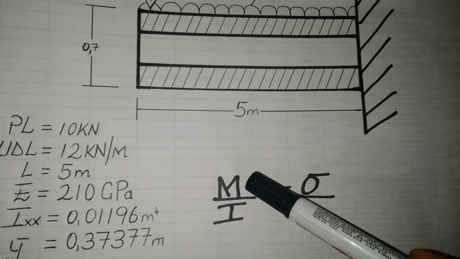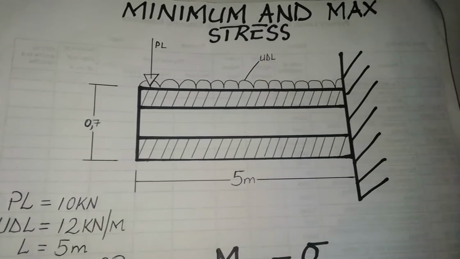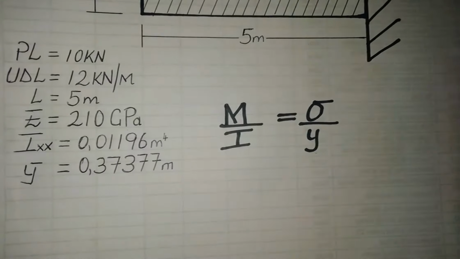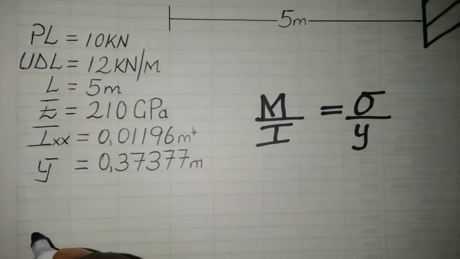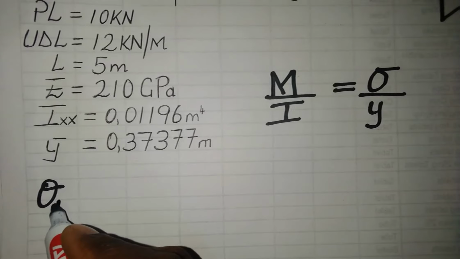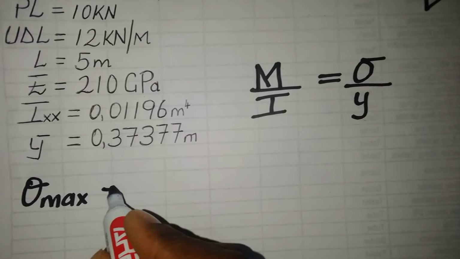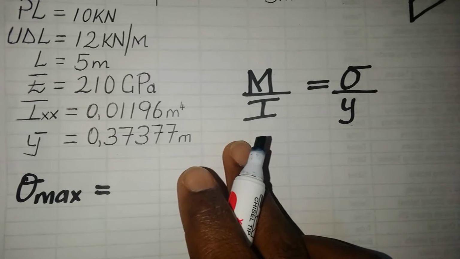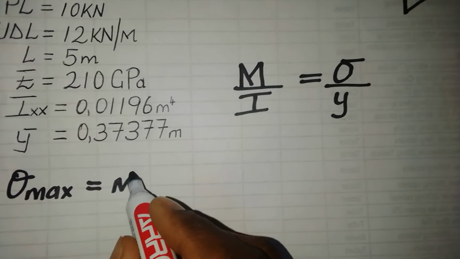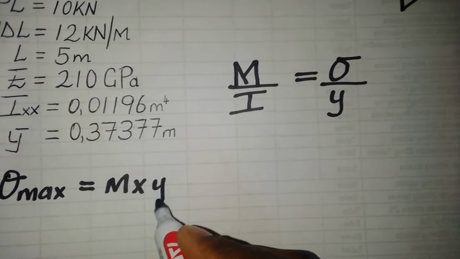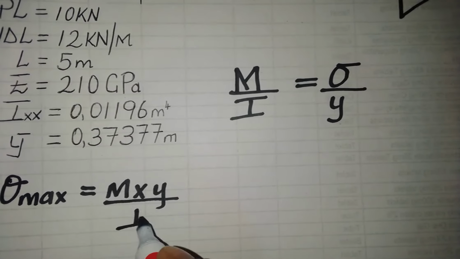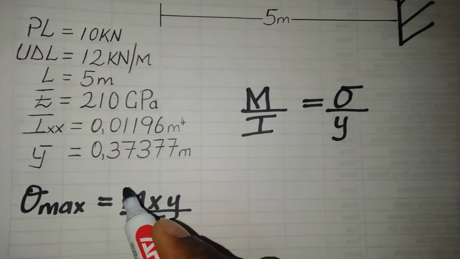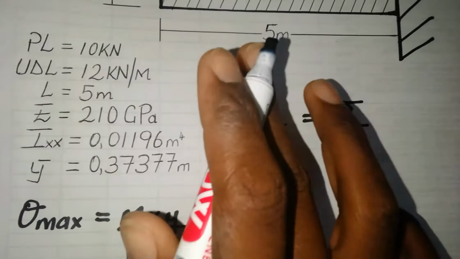So firstly, we're going to calculate the maximum stress. So let's solve this one. Theta max for maximum stress will be equal to, let's rearrange this equation and make theta the subject of the formula. It will be M multiplied by Y over I. But as you can see, something is missing here. We don't have the bending moment.